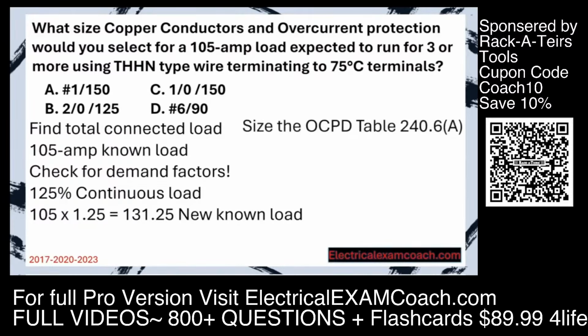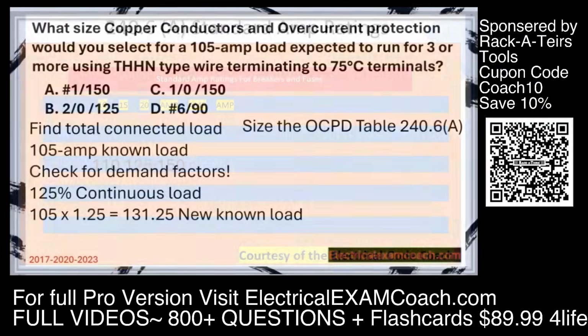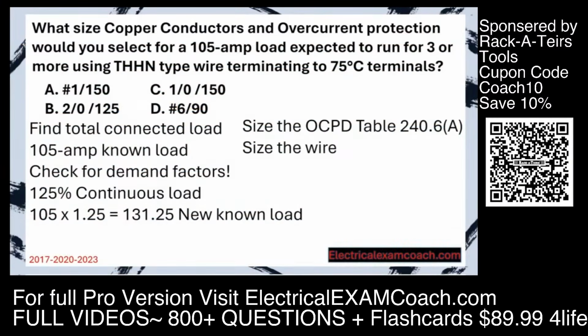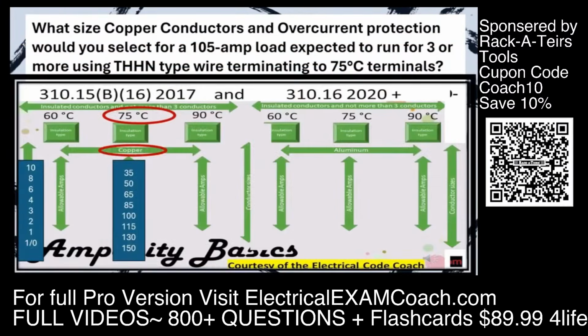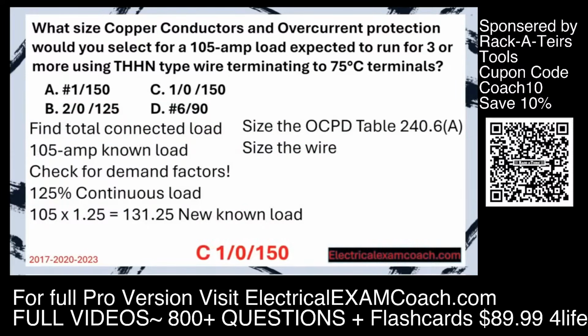And now we can size our overcurrent protective device. We head to table 240.6(A) and we choose the next standard size, which is a 150. Now we can come back and size the wire. We head to our ampacity table. We're on the copper side, 75° C column. We're going to go down and we're going to find a wire that covers the known load. And we're good to go. We're going to select a 1/0 on 150. Let's get to it.